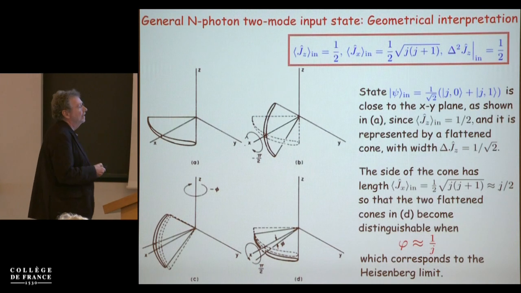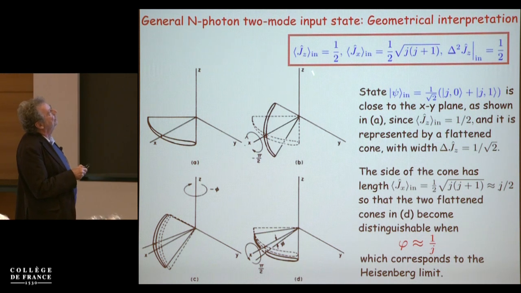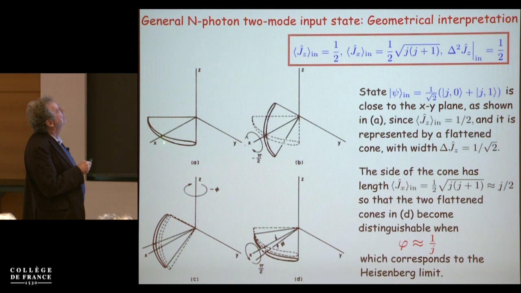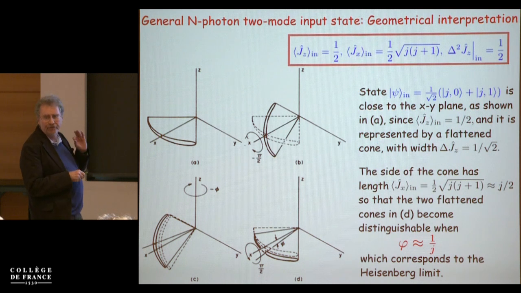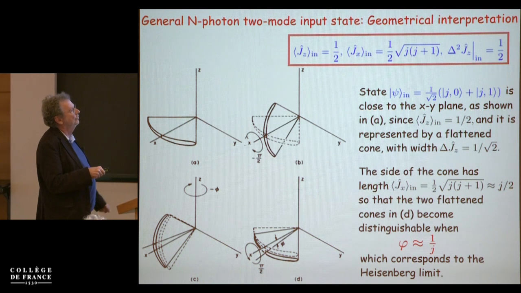Now we can also make a geometrical interpretation of these results. Remember these values here for this superposition state. Now the average of Jz is equal to 1/2. So if J is very large, that means that this is a cone. It's a very narrow cone, okay? Because the average of Jz is small. Also, the variance of Jz is equal to 1/2. So the width here is very tiny, compared to the side of the cone. The side of the cone is given by this expression, the average value of Jx. So it increases with n as J increases. So this side of the cone has this length here, which is of the order of J over 2.